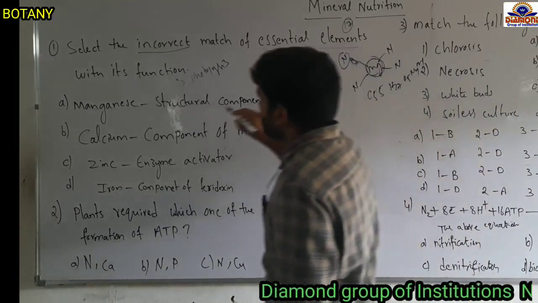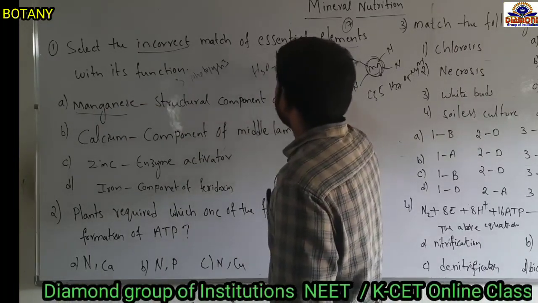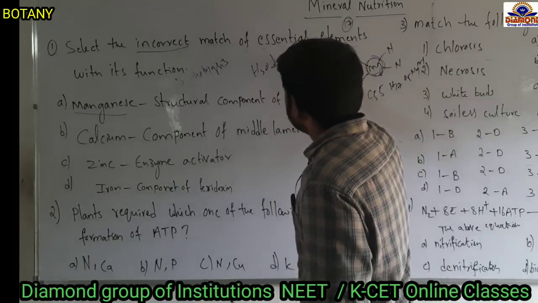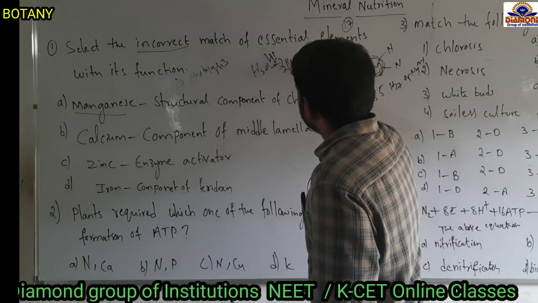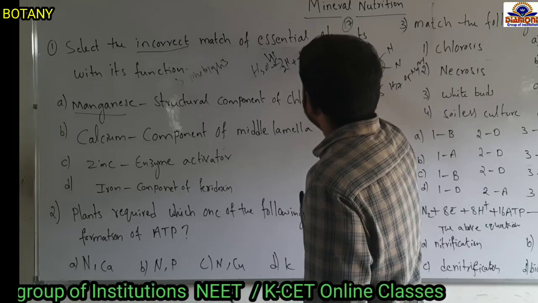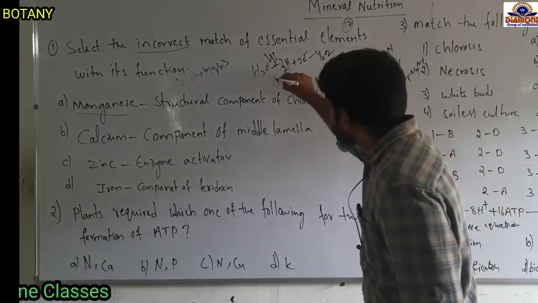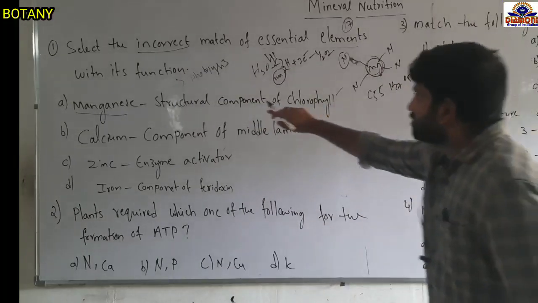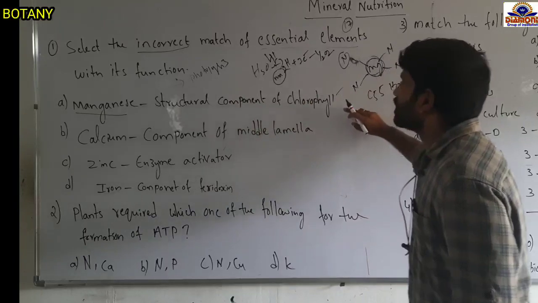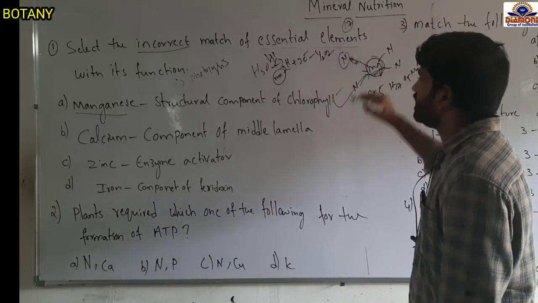Here, instead of magnesium, they have given manganese. Manganese is involved in the photolysis of water according to Hill's reaction. In the presence of light, water splits into 2 protons, 2 electrons and half an oxygen molecule. This is called the photolysis of water. In this reaction, manganese is involved. The structural component of chlorophyll is not manganese, it's magnesium.